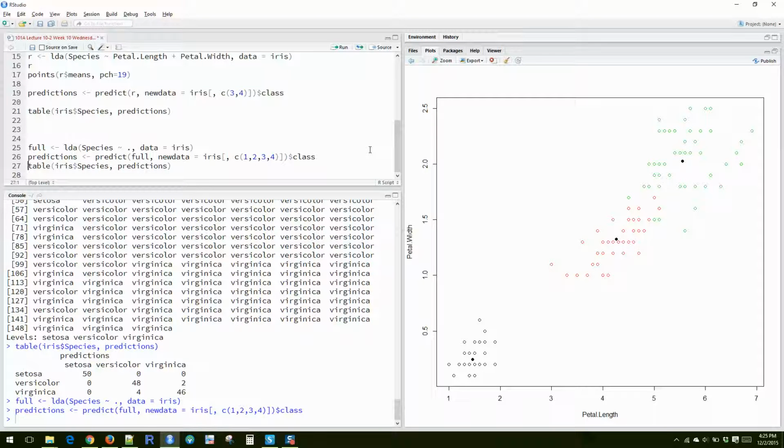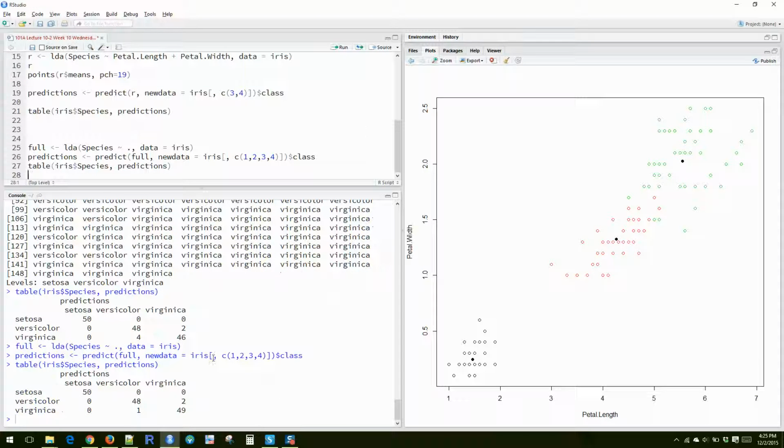Okay, and we can create the predictions there. And so we see when we include all four variables, our predictions get a little bit better, but it still misclassifies maybe 3 of our data points here. Okay, so that's linear discriminant analysis.